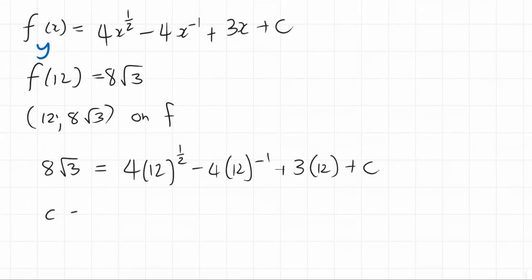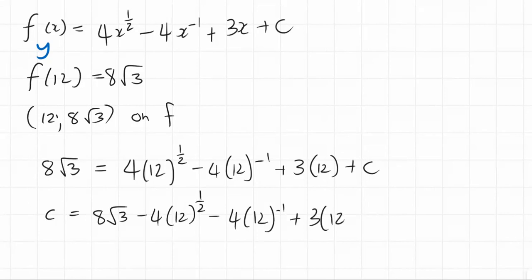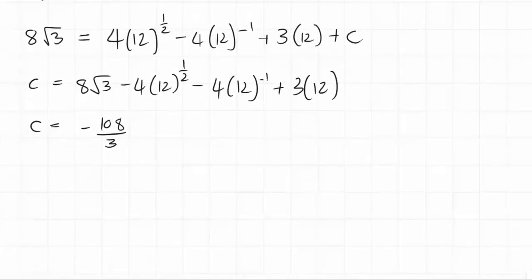So we have C equal to 8 square root 3 minus 4, 12. Put this all in the calculator as I go. Minus 4, 12, minus 1, plus 3, 12. Okay, this is what our C will be. And my calculator hopefully is correct. I'll double check afterwards. C is this. Last step, I don't think you get any extra marks for this, but I always prefer it.